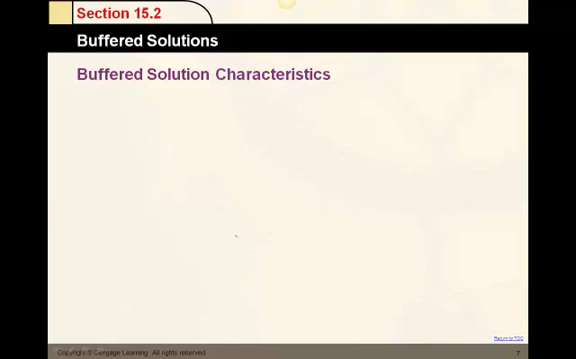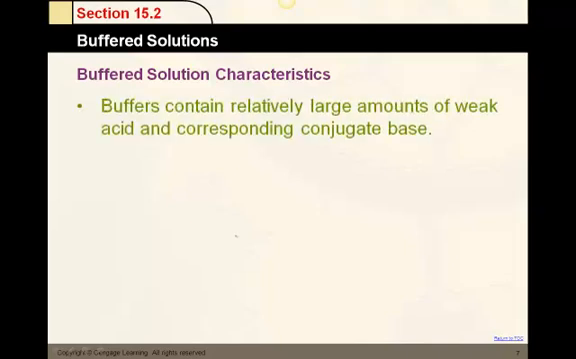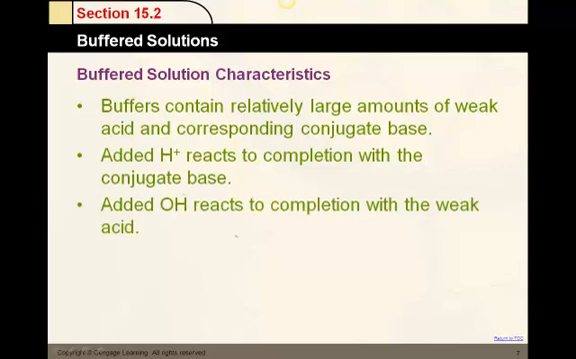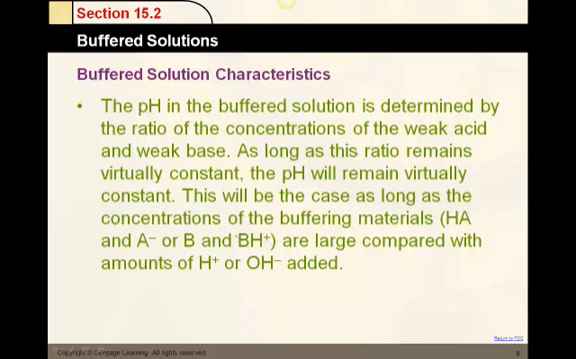So let's see what they say about solution characteristics. Important facts. Buffers contain relatively large amounts of weak acid and corresponding conjugate base. So it's a weak acid and its conjugate, or a weak base and its conjugate. Added hydrogen reacts to completion with the conjugate base. The added OH negative ion reacts to completion with the weak acid. And then the pH in the buffered solution is determined by the ratio of the concentrations. As long as the ratio remains constant, the pH will remain constant. But this will be the case as long as the concentrations of the buffering materials are large compared with the amounts of hydrogen or hydroxide added.